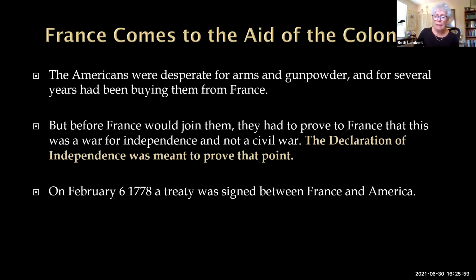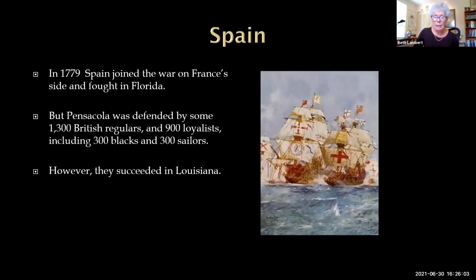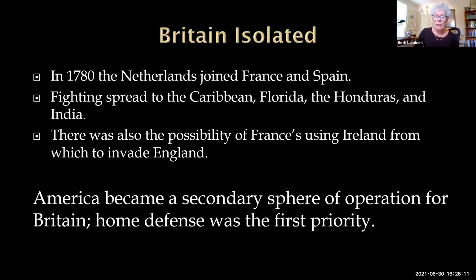France comes, they've been waiting, of course, since 1763. Spain gets into it because they want to fight in Florida. There they did not succeed. By 1780, the Netherlands had joined France and Spain. That America became the secondary sphere of operation. Home defenses were the first priority.